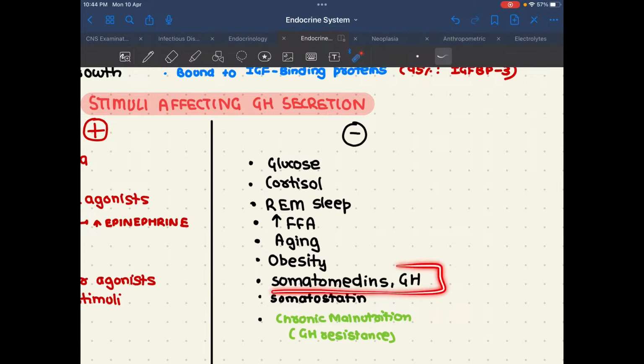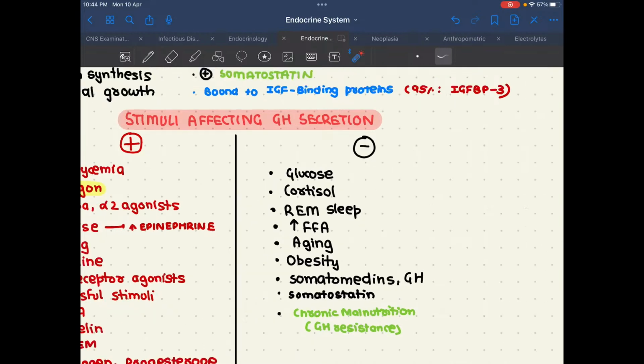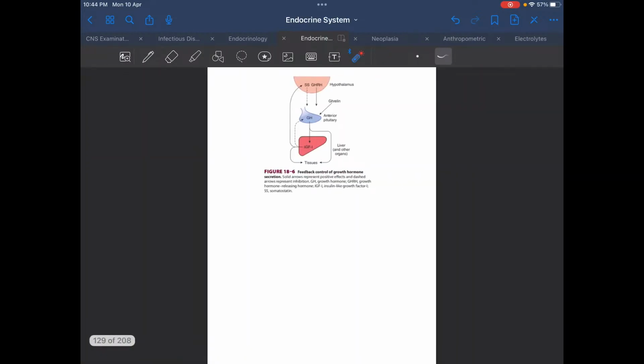And then obviously, like feedback mechanisms, somatomedins and growth hormone, वो खुद का synthesis तो obviously inhibit करेंगे ही. Somatostatin, that is growth hormone inhibitory hormone. And just remember, chronic malnutrition, which we study in something known chronic malnutrition जो है, that leads to growth hormone resistance per se, not growth hormone decrease in secretion. Okay? So this is what is happening.